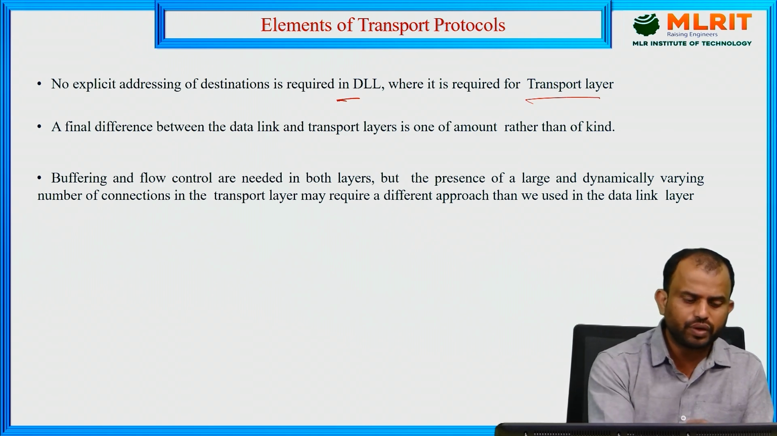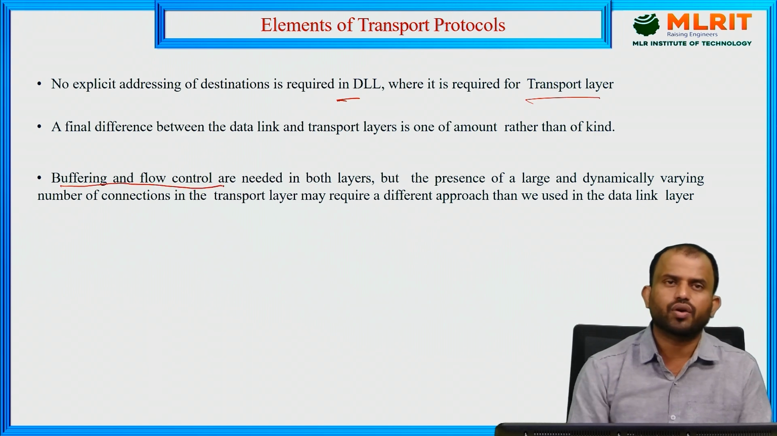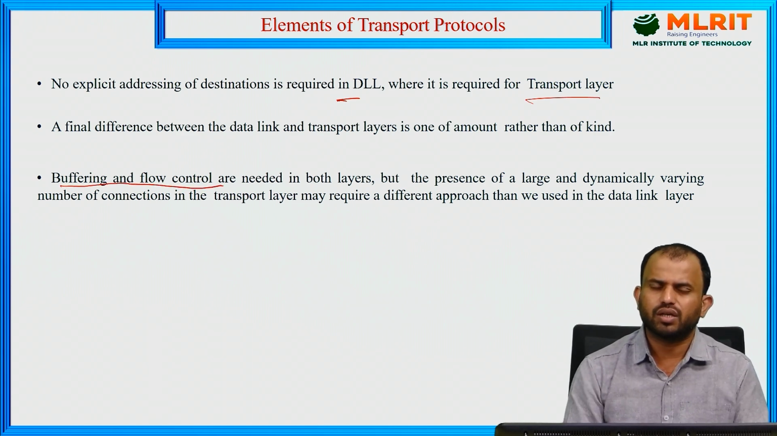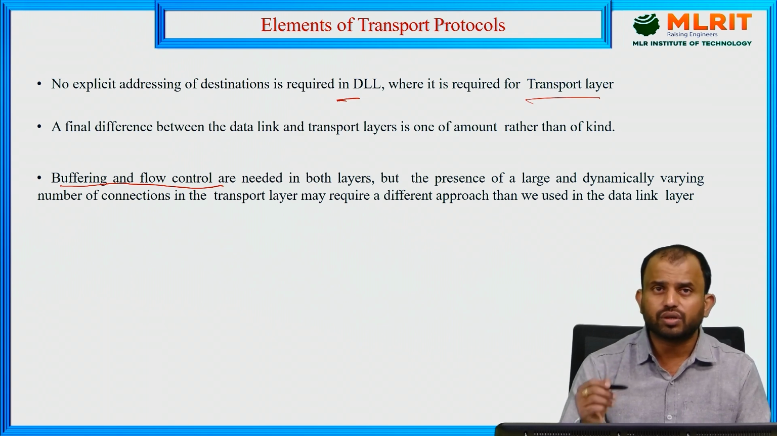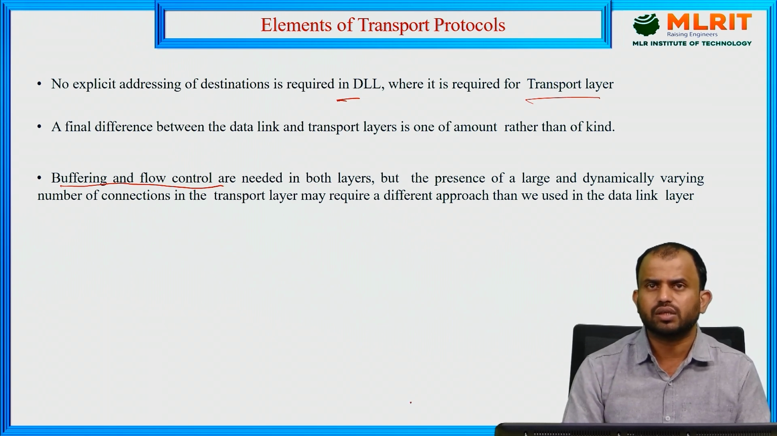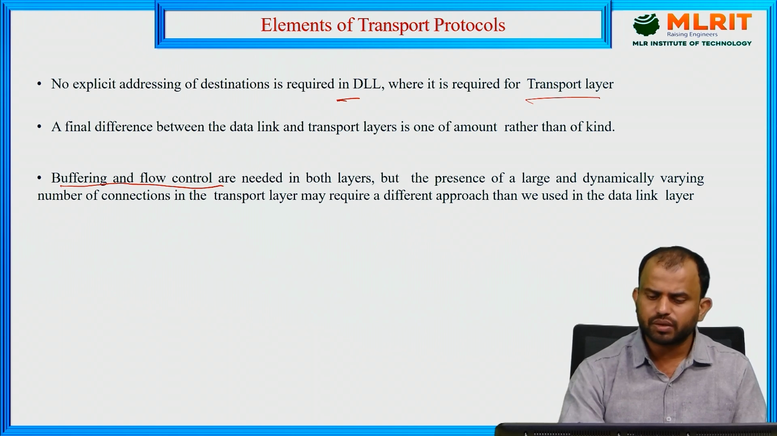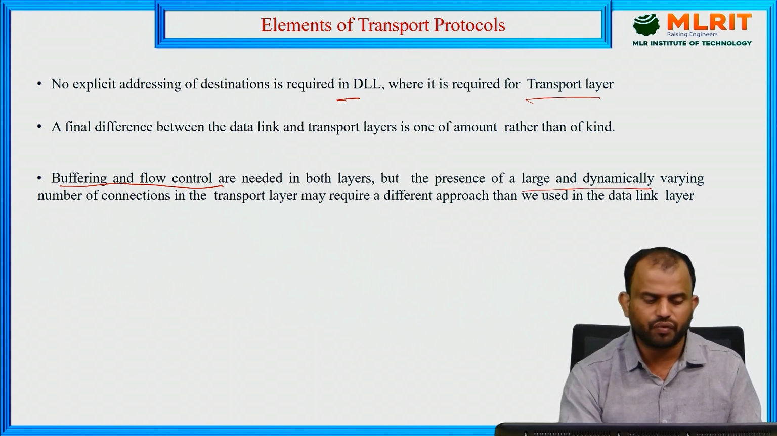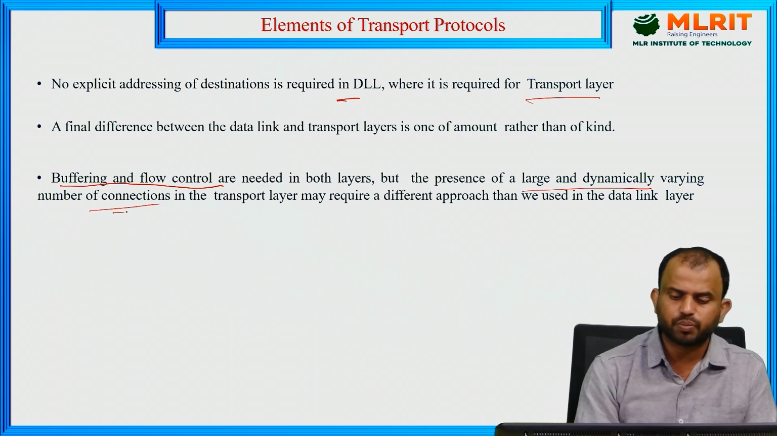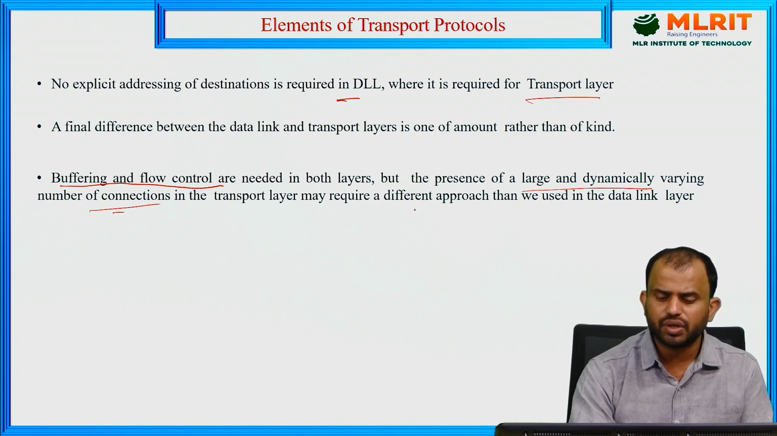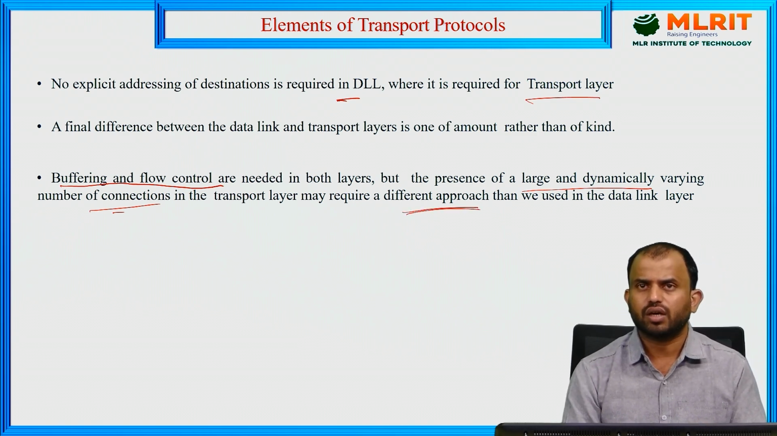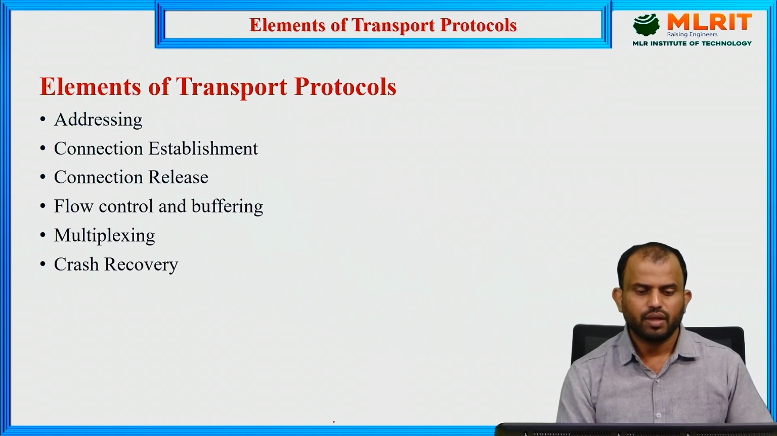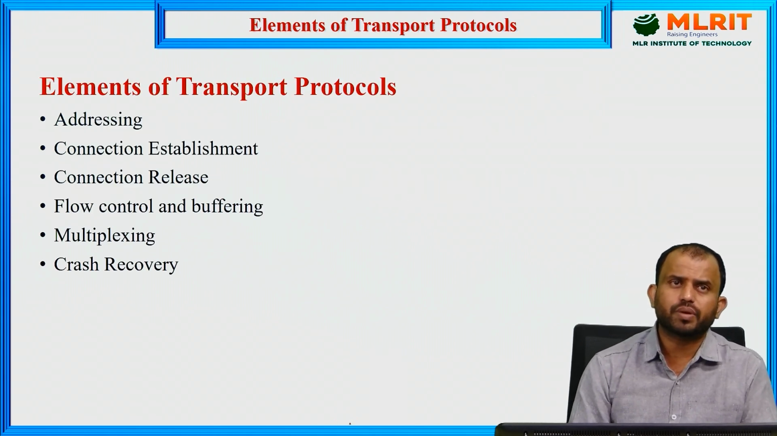And here, buffering and flow controls are needed in both layers, because due to some data rate or policy control, we need some kind of buffering and flow control, but we have to control those things in both layers. But because of the presence of a large and dynamically varying number of connections, the transport layer may have a unique approach. We have a different kind of approach in the data link layer.